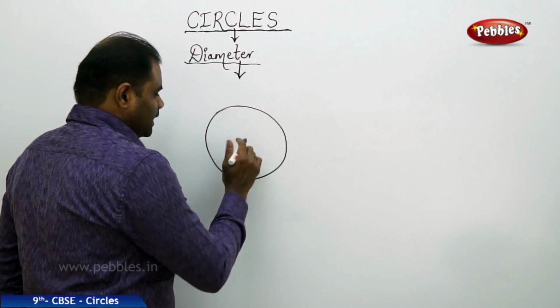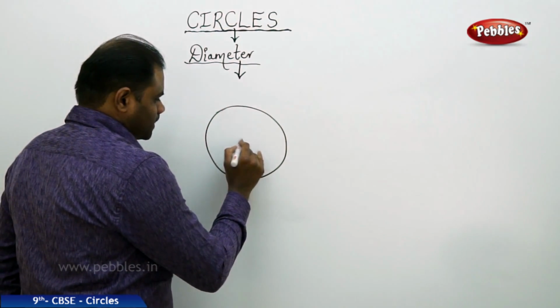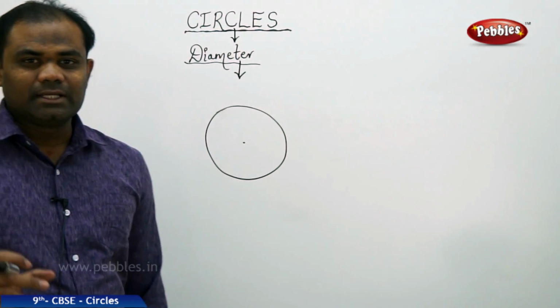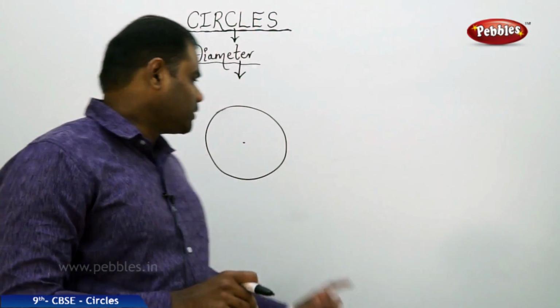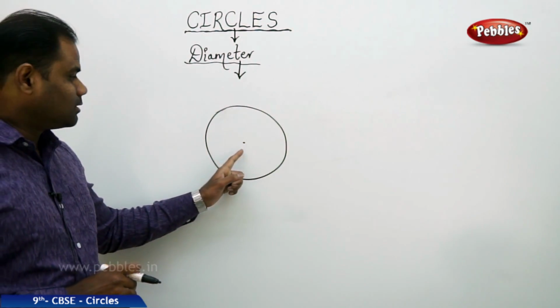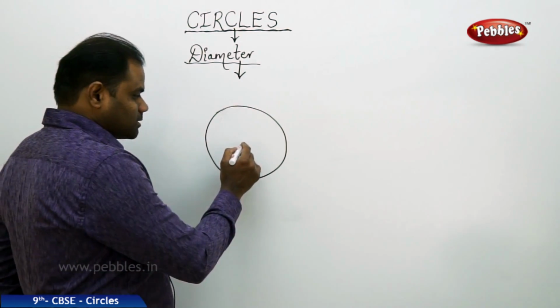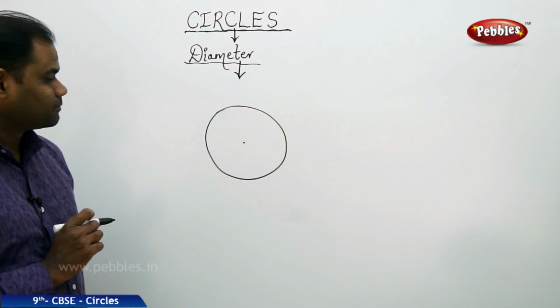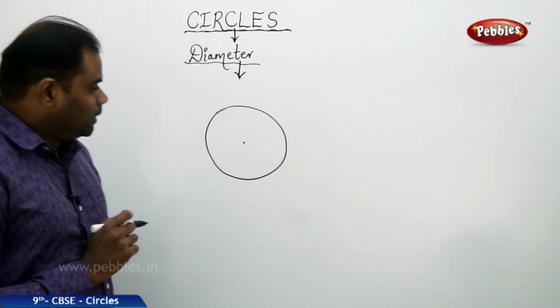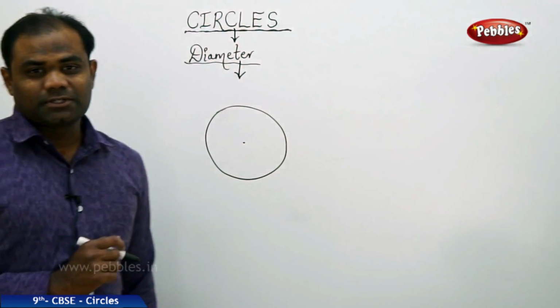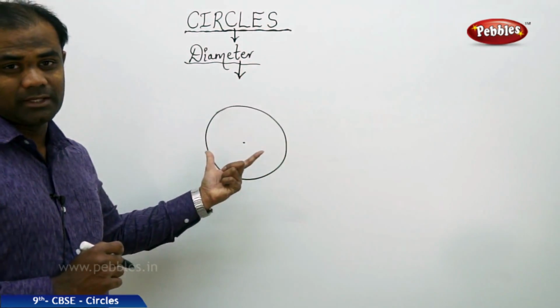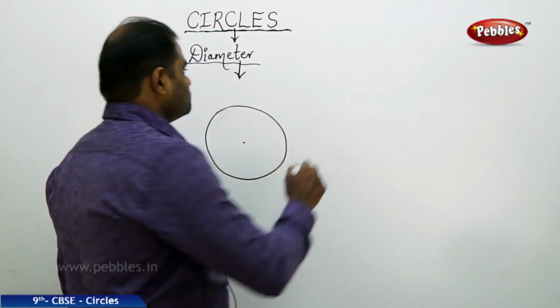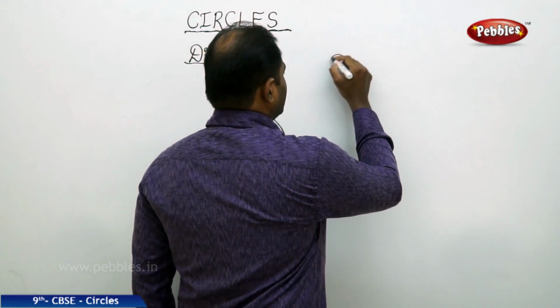Now this circle has the center. As we know, every circle is derived from a fixed point which is the center. So this circle also has the center. Say my center here is this dot. Now let me take the definition before I understand the diameter. So here comes the definition of the diameter.